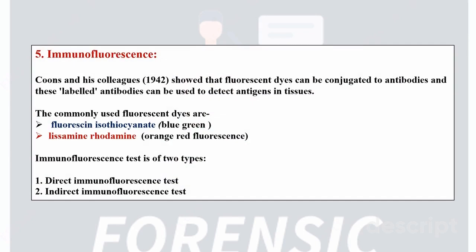In immunofluorescence reaction, a fluorescent dye conjugated to the antibody is used as labeled antibodies, and these labeled antibodies are used to detect the antigens from the human body. Basically, two types of fluorescent dyes are used: fluorescein isothiocyanate, which exhibits blue color, and lissamine rhodamine, which exhibits orange-red fluorescence color. Immunofluorescence is of two types, direct immunofluorescence and indirect immunofluorescence. Fluorescence is the property of certain dyes which absorb rays of one particular wavelength, that is ultraviolet light, and emit rays with a different wavelength, that is visible light.